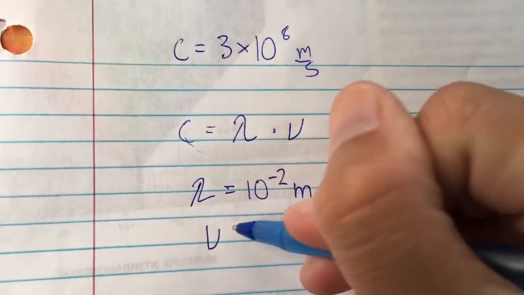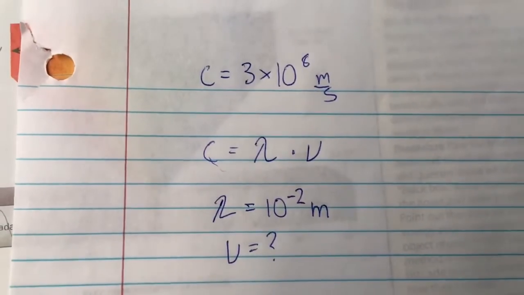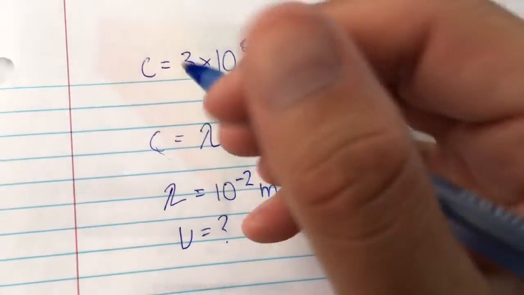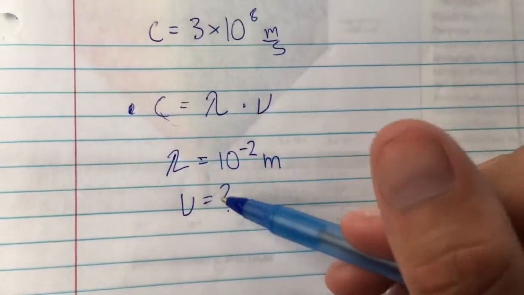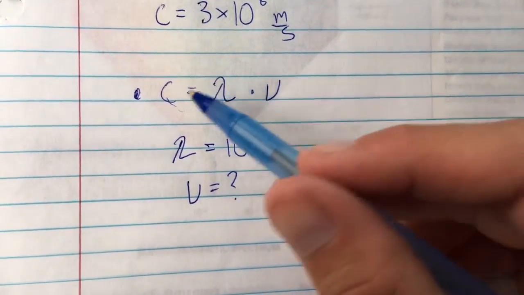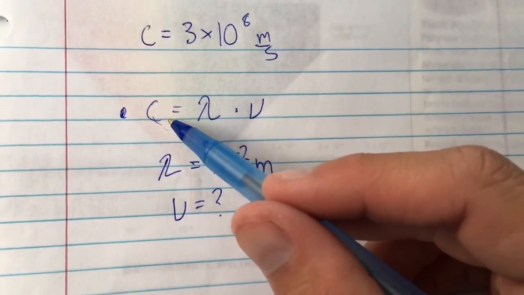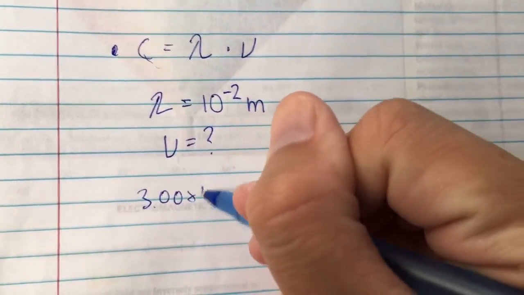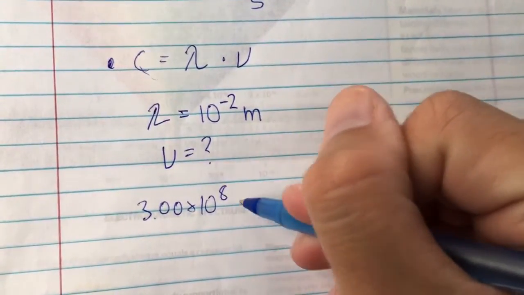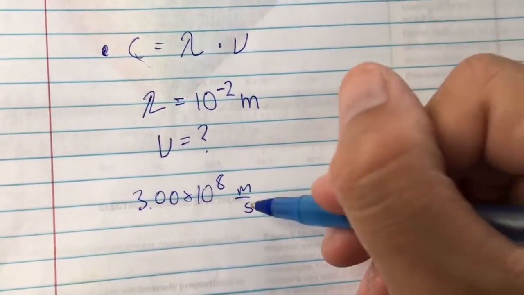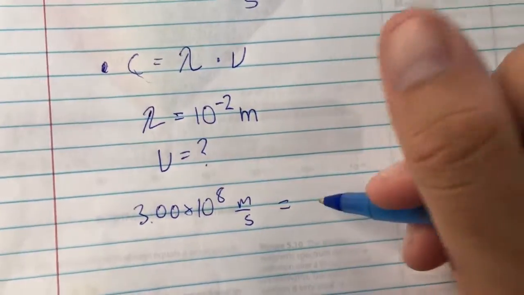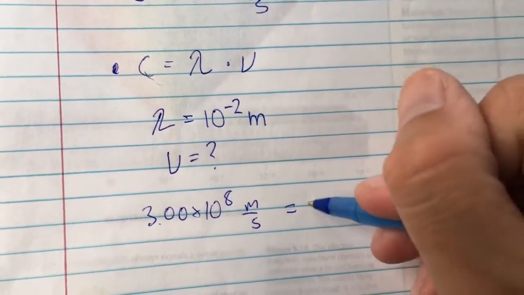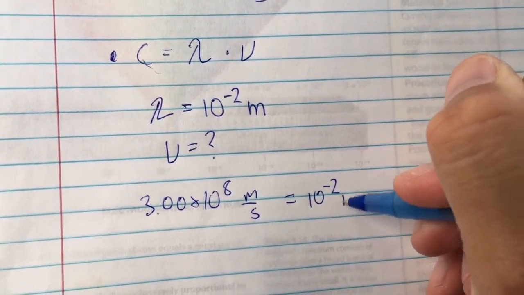What is the frequency? Okay. So for this question here, I give you the wavelength. I don't have a frequency. Figure it out with the speed of light formula. So the speed of light I know is 3.0 times 10 to the 8th meters per second, because it's a speed, meters per second, is equal to the wavelength, which is just 10 to the negative second meters.